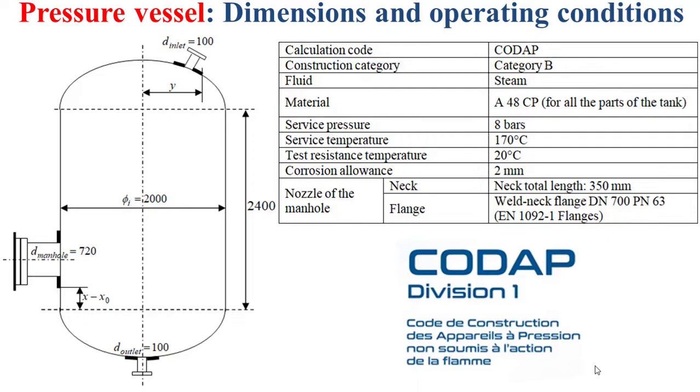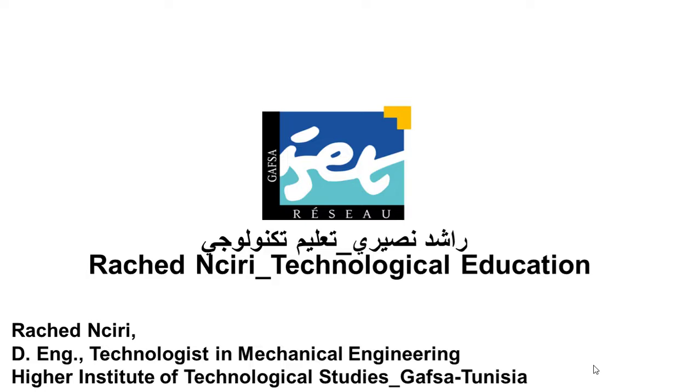For the manhole nozzle, we have a neck total length of around 350 millimeters, and for the flange, we have a weld neck flange DN, the nominal diameter, 700, and the nominal pressure 63, based on the European standard EN 1092-1. Well, that's all for this educational video.